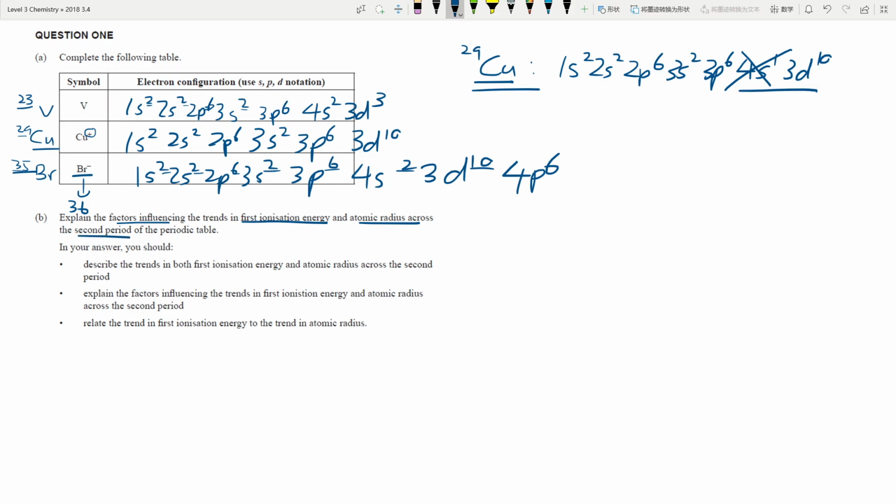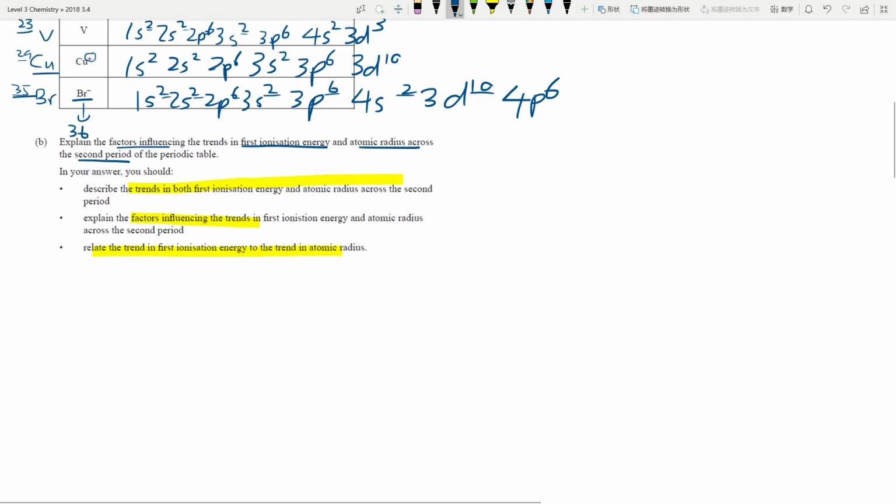Next one: explain the factors influencing the trends in first ionization energy and the atomic radius across the second period of the periodic table. In your answer, you should describe trends in both, explain the factors, and then relate the trend in ionization energy to the trend in atomic radius. When you are looking at these types of questions, they are more generic, so you're not referring to any particular element versus another element.